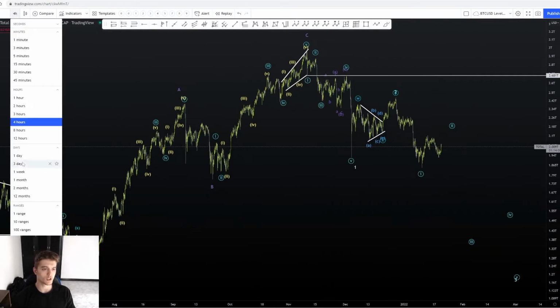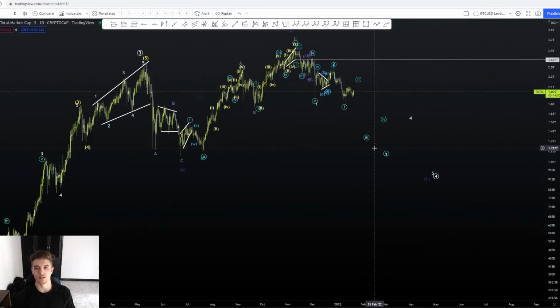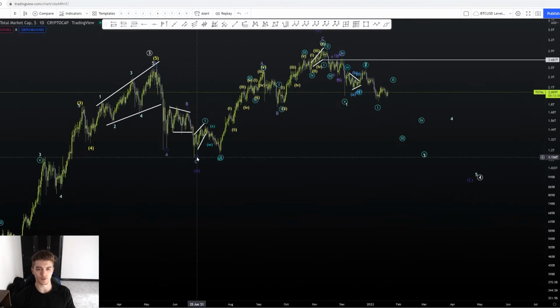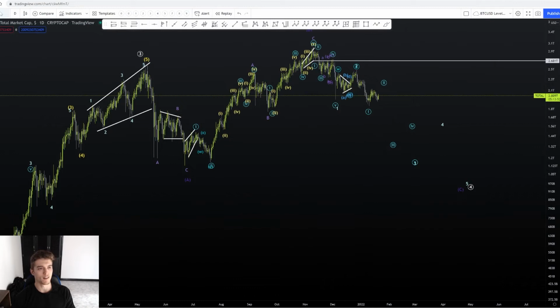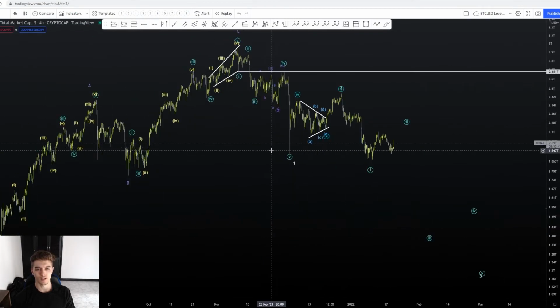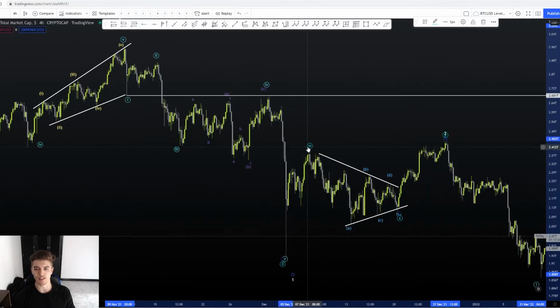So the first count that I want to show you guys is the expanded flat count. So the way I count the expanded flat count, which would have us coming below these lows right here, obviously, if it's an expanded flat, let's go to the 4-hour chart to show you guys a little bit more. The way I would count it would be a 1, 2, 3, 4, 5 down here for the minor wave 1, up for the minor wave 2 for a WXY. And the way I count this is actually a zigzag for A, B, C for the W wave. And then this would be a triangle for an A, B, C, D, E for the X wave.